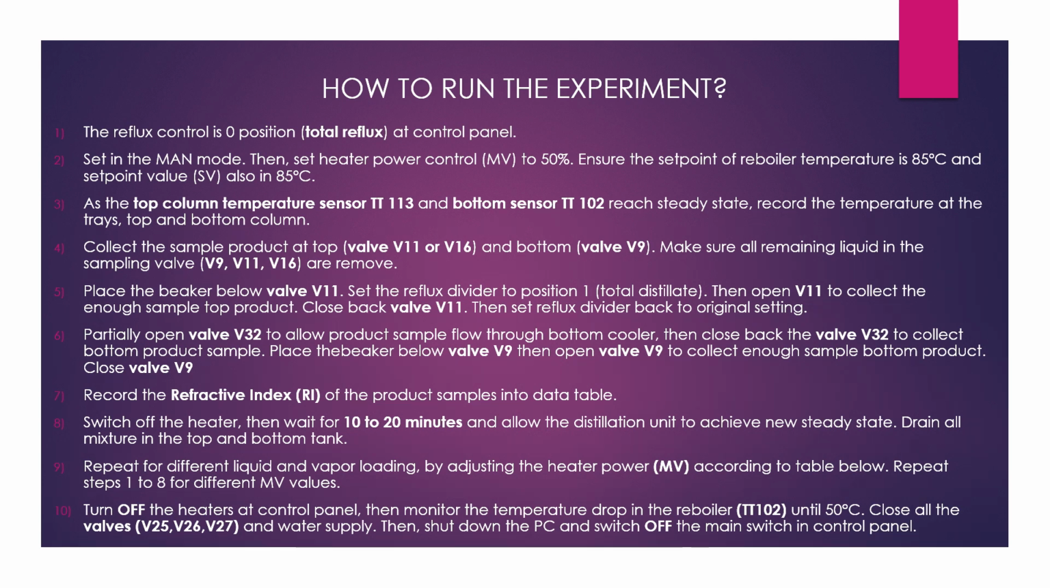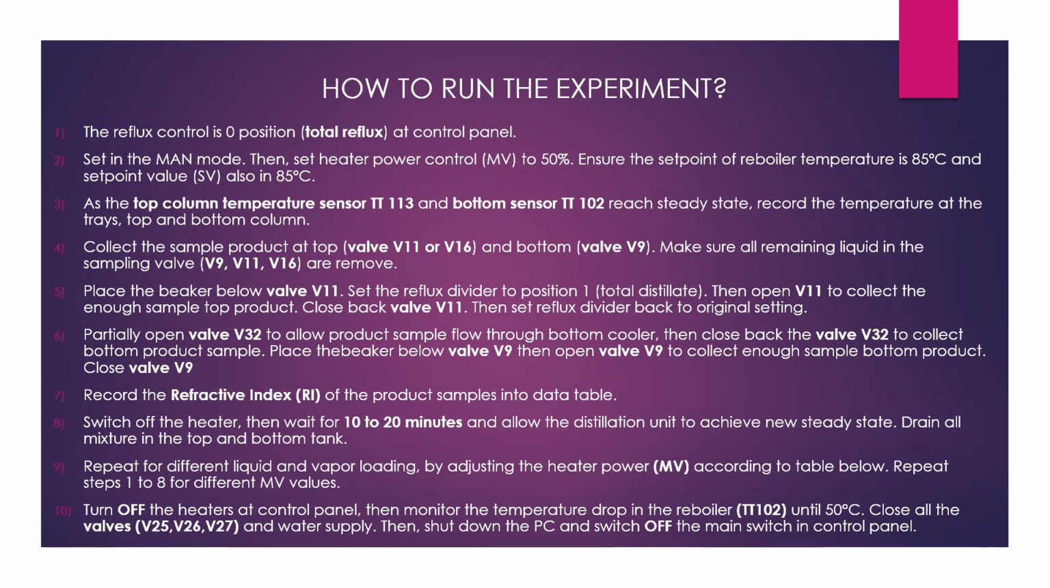Switch off the heater, then wait for 10 to 20 minutes and allow the distillation unit to achieve a new steady state. Drain all mixture in the top and bottom tank. Repeat for different liquid and vapor loading by adjusting the heater power according to the table below. Repeat steps 1 to 8 for different MV values.